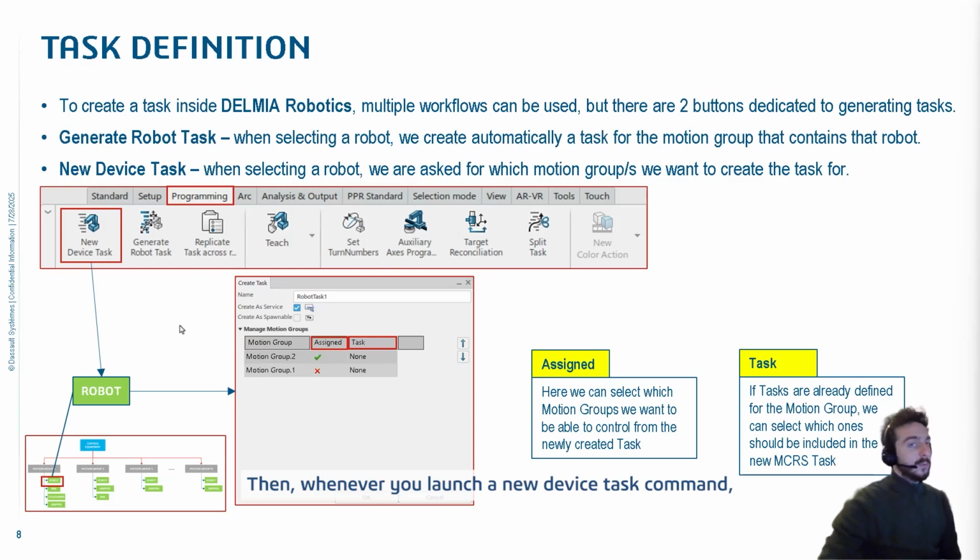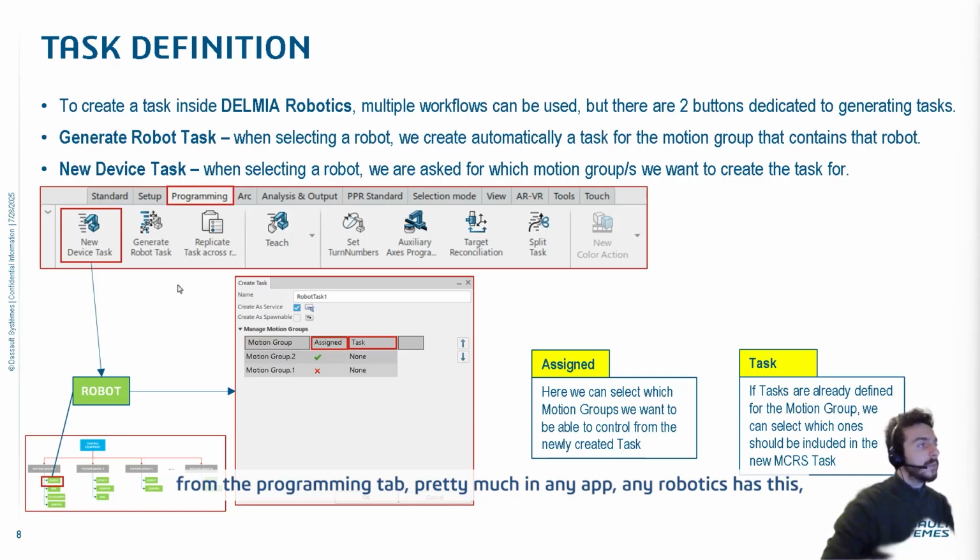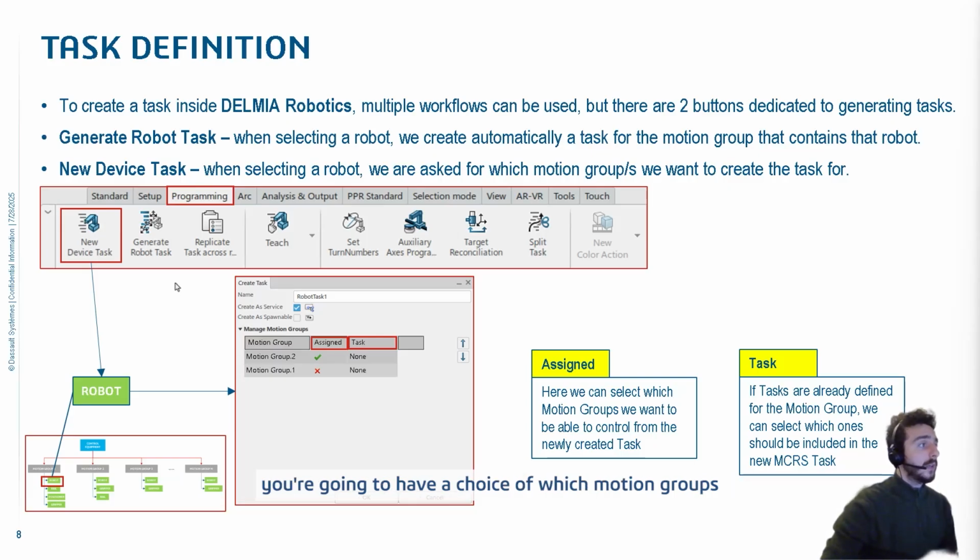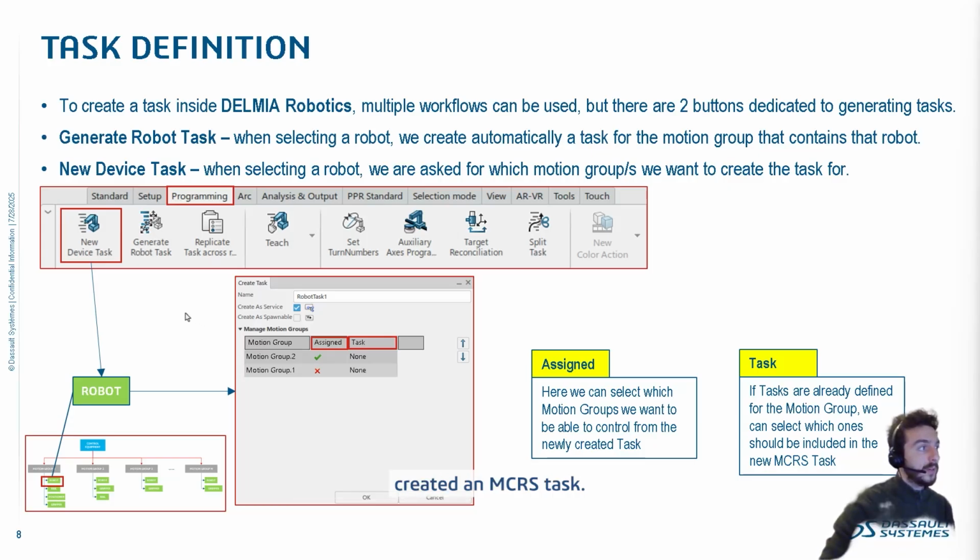Then, whenever you launch a new device task command from the programming tab, pretty much any robotics app has this, you're going to have a choice of which motion groups you want to include in your task. And as long as you put more than one motion group inside your task, you will have created an MCRS task.